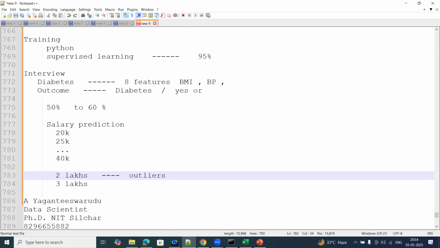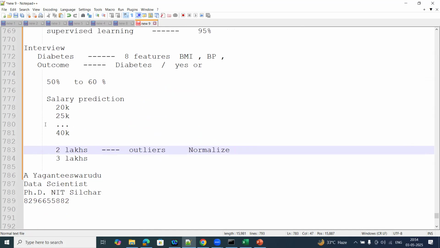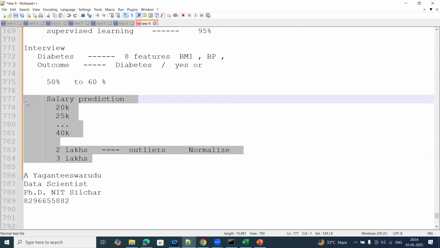So if I don't normalize here... what is normalization, and what are the different types of normalization, you can go through my separate sessions on normalization techniques. I'm just giving an example. So if these kinds of outliers are present, then my model may not understand, and some of the records may be predicted wrongly. So the accuracy of my model may vary during testing, because it learned those patterns, but during testing it may not be able to predict, because a few outliers are present in your data set.